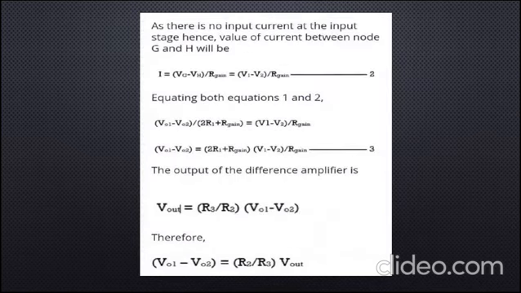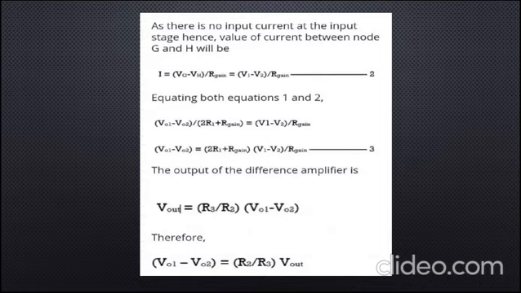As there is no input current at the input stage, hence value of current between node G and H will be I equal to Vg minus Vh divided by R gain equal to V1 minus V2 divided by R gain. This is the equation 2. Equating both equations 1 and 2.